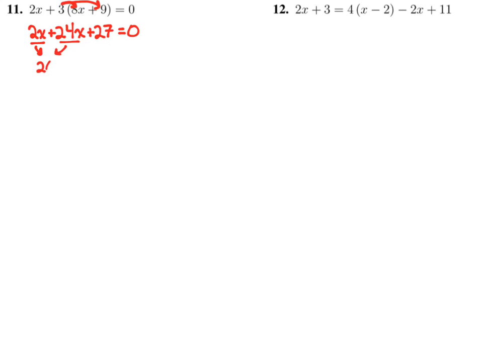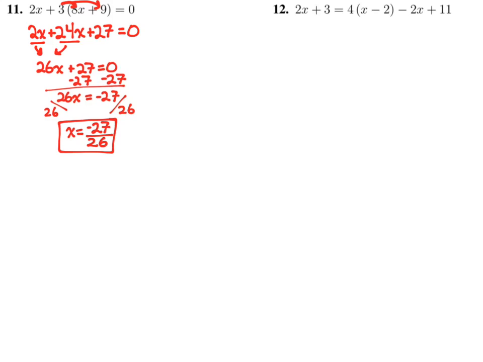Then combine your like terms, so 26x plus 27 equals 0. Don't get scared by the 0, you still got to move that 27 over. Then divide by 26. It's an obnoxious fraction. It's the way life goes sometimes. Boom, negative 27 over 26.